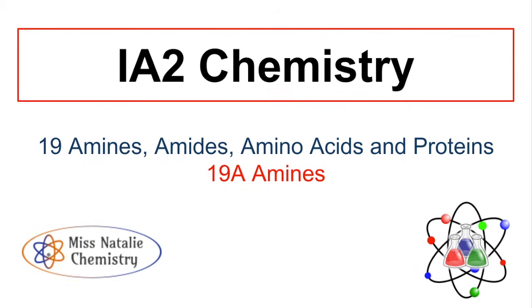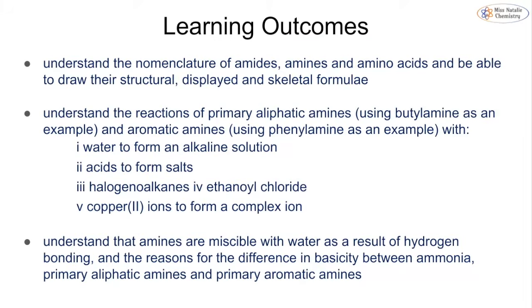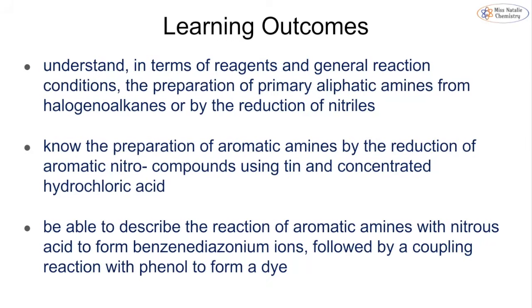This video is going to be focusing on a small section of topic 19 of the A2 chemistry course for Edexcel. We're going to be looking at amines. So we're going to be discussing the nomenclature and how to draw amines. We'll be looking at the reactions of specifically primary aliphatic amines and some aromatics with water, acids, halogenoalkanes and copper. We'll also be looking at their miscibility with water and the reasons for their difference in basicity.